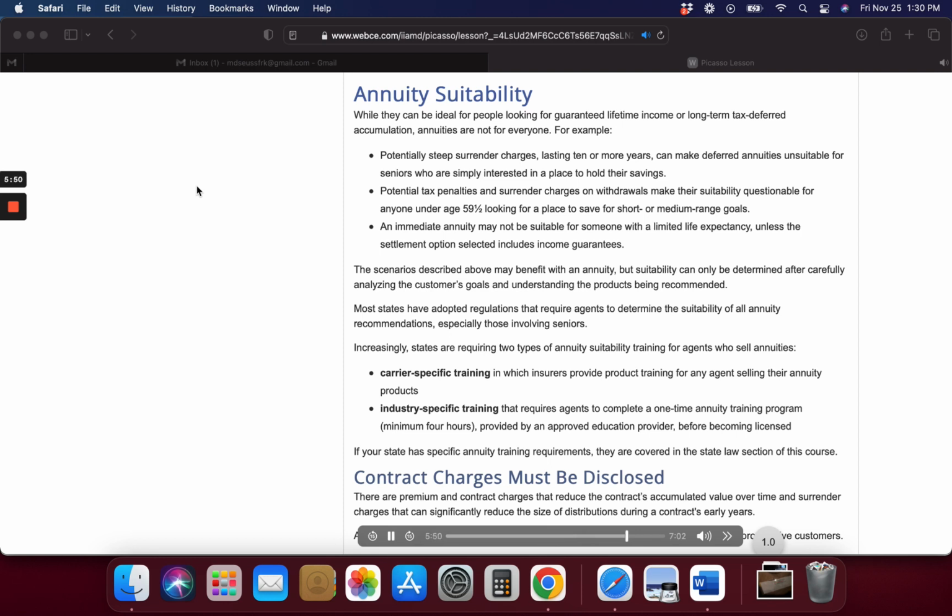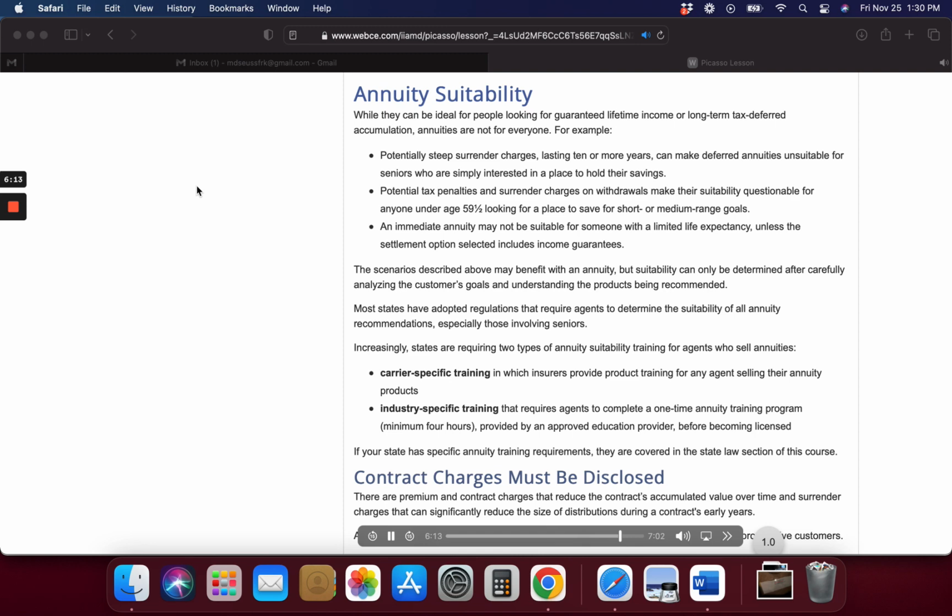Contract charges must be disclosed. There are premium and contract charges that reduce the contract's accumulated value over time and surrender charges that can significantly reduce the size of distributions during a contract's early years. Agents are obligated to disclose these fees and charges when discussing annuities with prospective customers.